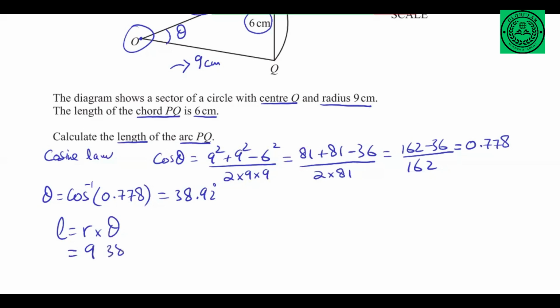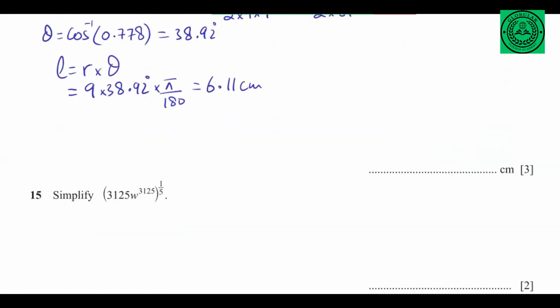In order to convert into radians, we know that we can multiply by pi upon 180. So all the three things we will multiply, and upon multiplying by using the calculator, the calculator gives you the answer 6.11. So 6.11 centimeters will be the length of the arc PQ. So just writing 6.11 over here, we can get easy 3 marks.